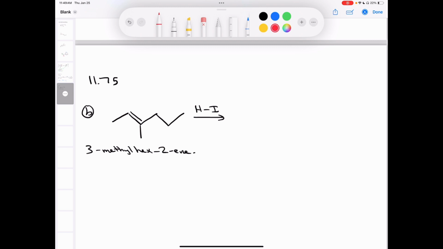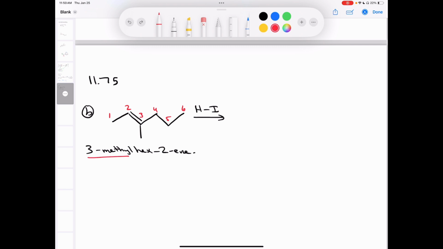Now, just to double check the name, you see that the prefix for the parent is hex, so that means it's got a total of 6 carbons. And then we have the double bond of the alkene starting at carbon number 2. So 1, 2, there's my double bond. 3, 4, 5, 6, looks good. And then I put the methyl group at carbon number 3.